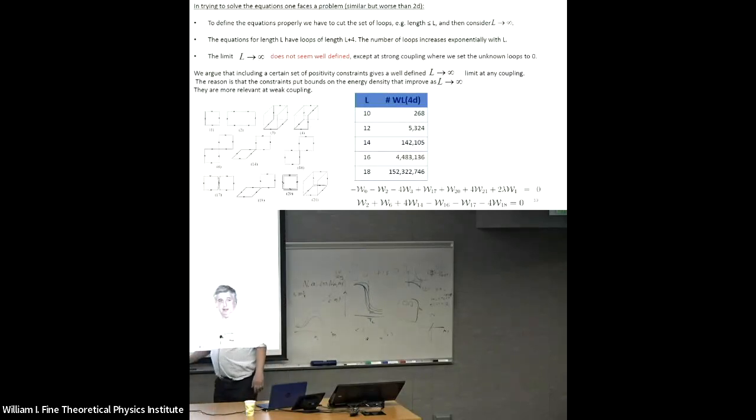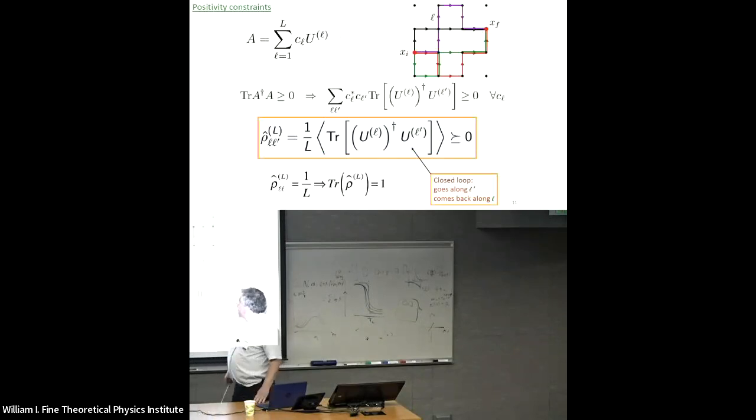And if I keep increasing L, it keeps getting worse because the number grows exponentially. So there is an infinite number of solutions. So how do we choose the correct solution? Well, we need to impose some positivity. And what do we do?